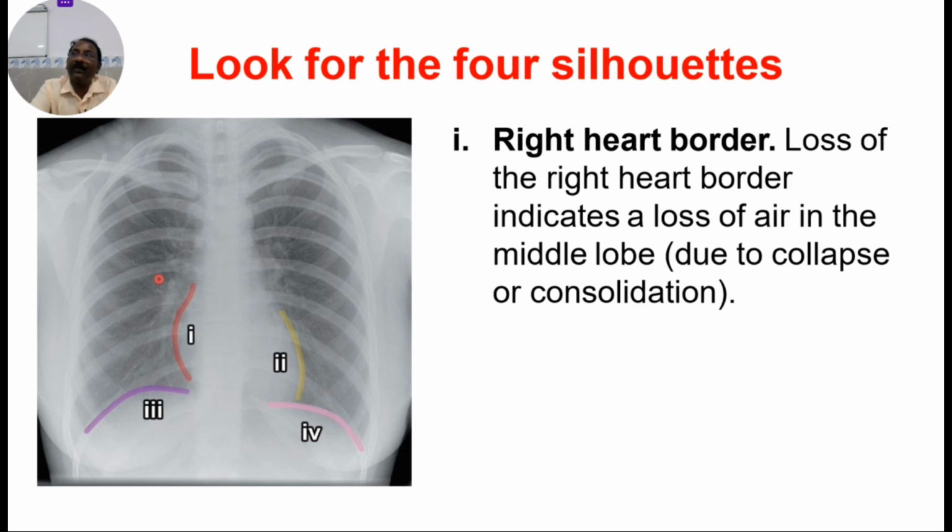Usually the right middle lobe is a very small lobe, so you may not appreciate any pathology in it directly, unlike upper lobe pathology or lower lobe pathology. In middle lobe pathology, you can appreciate it indirectly through the right heart border. When you are not able to appreciate the right heart border fully, definitely there is some abnormality in the right middle lobe. It could be a collapse or a consolidation.